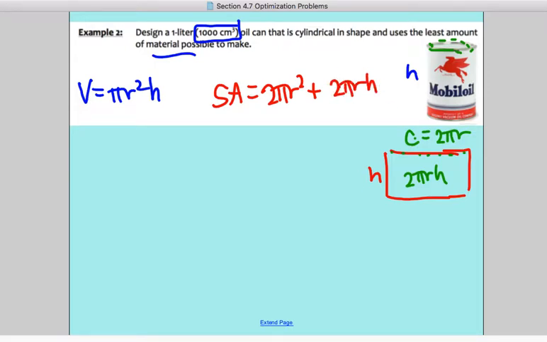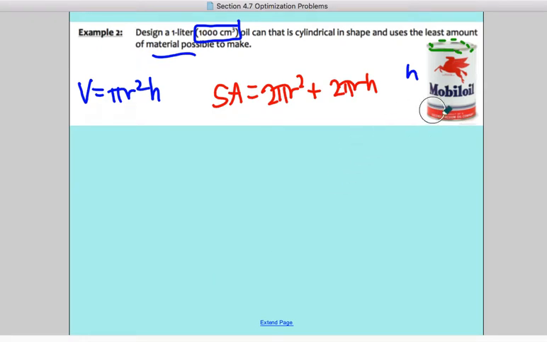And the good news is, if that doesn't make any sense to you, I will provide you those equations on your test. Okay. So then I have my 2 equations. Now I plug in what I know. I know that I have 1,000 centimeters cubed, so I'm plugging in 1,000 for my volume. And now I need to decide, do I want to solve this for r or h? Which one do I want to get by itself?